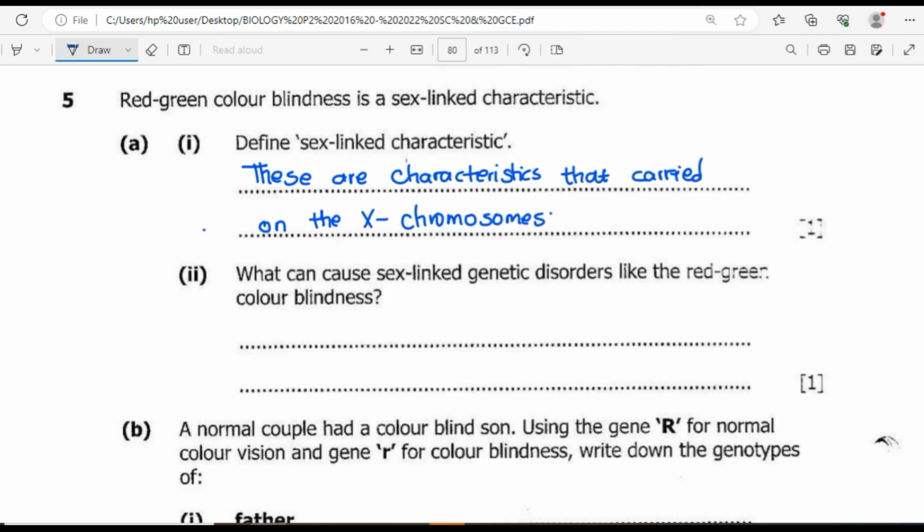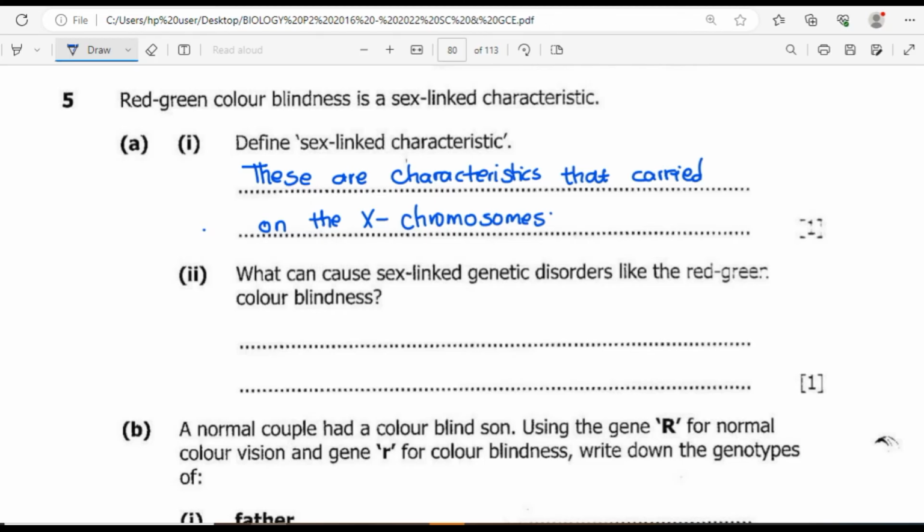So here, this is just the condition where a person with such a problem may fail to differentiate between red and green. For example, you give this person these two colors and you tell him or her to differentiate. That person may not see the difference, which one is red and which one is green. So that is the problem with these people.